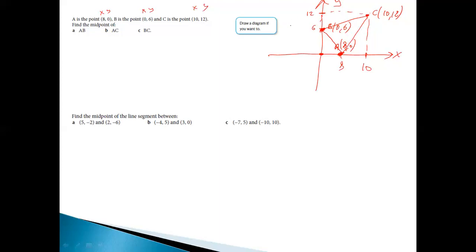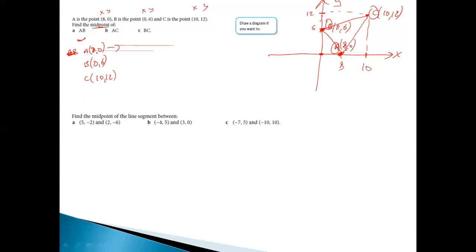Okay, find the midpoint of AB. So the point of A is here. Okay, A, B, and C. Find the midpoint or mean of AB. What is the mean of AB? First of all, let's write the points. What was A? 8 to 0. What was B? 0 to 6. What was C? 10 to 12. And I need the midpoint of AB.